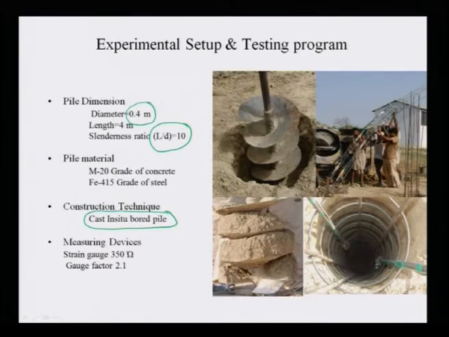The bore hole has been made by hand augering with these helical blades. I will also show later how the augering has been done. Once the augering and bore hole are done, the pile casing is prepared outside, a circular cage with L by D of 10 and diameter of 0.4 meter. These are my longitudinal bars, and these are the shear or transverse bars, provided outside.